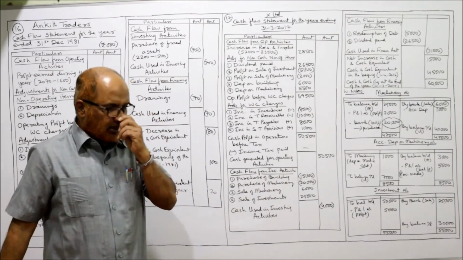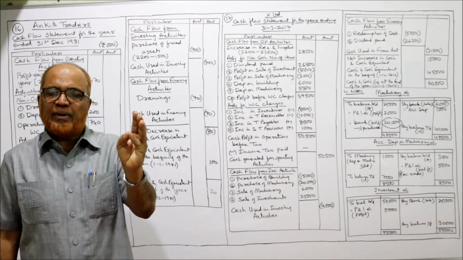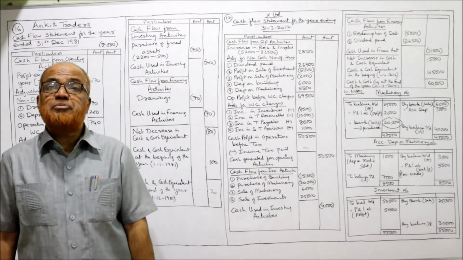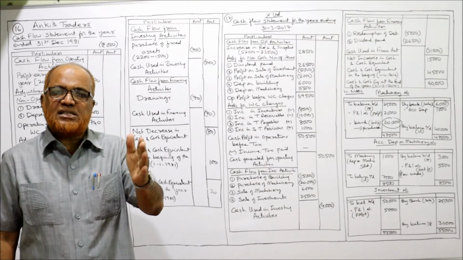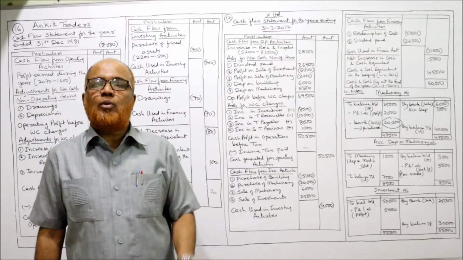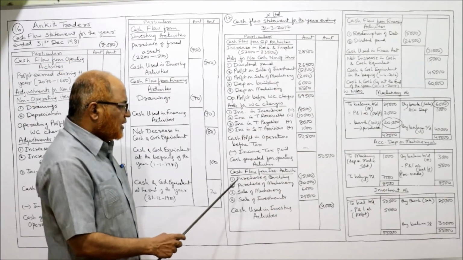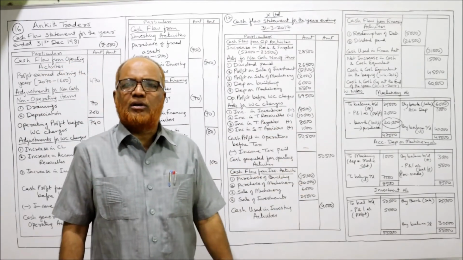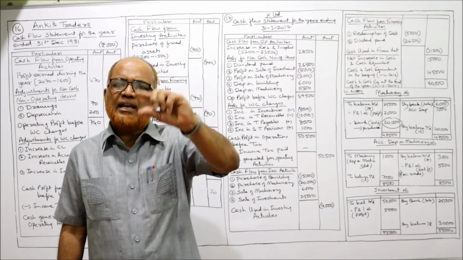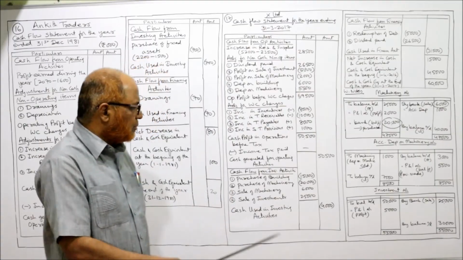Cash flow from investing activity. In this case we take purchase and sale of building, machinery and investment. These investing activities are those activities which are concerned with acquisition and disposal of fixed assets and non-current investments. So here purchase of building 15,000. No need of any account. Directly by seeing the value of building last year, current year. Last year 85,000, current year 1 lakh. So 15,000 building purchased.